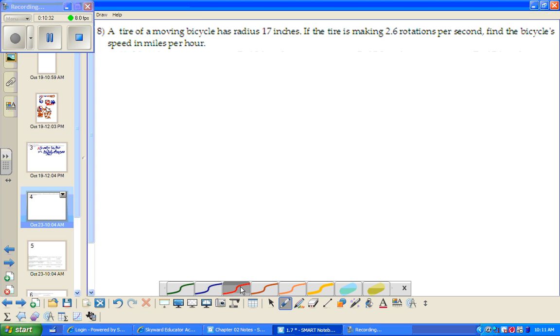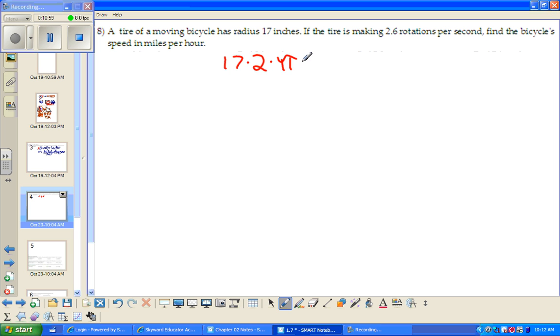So to do this problem, we need to figure out how far the bicycle would travel in an hour. Since we have the radius, we need the diameter of the tire. That would be 17 times 2 for the diameter, because the circumference is diameter times pi. So we take that times pi.